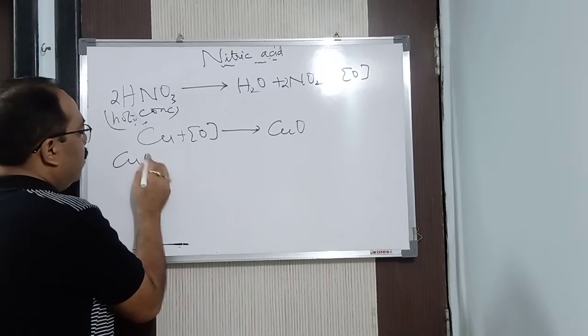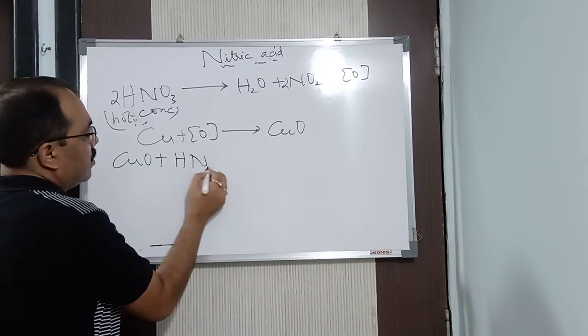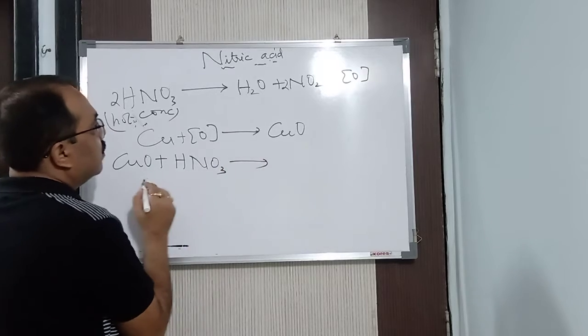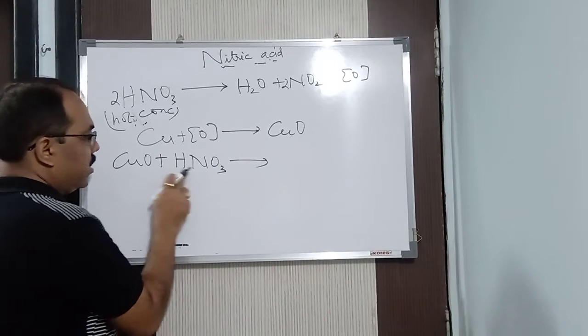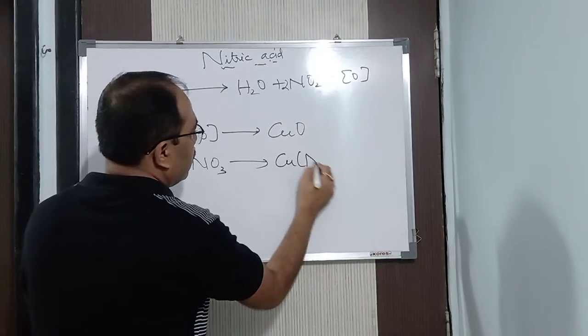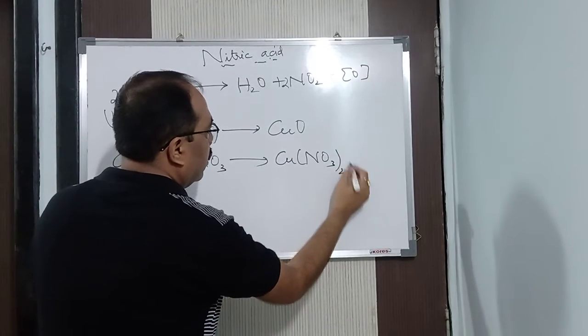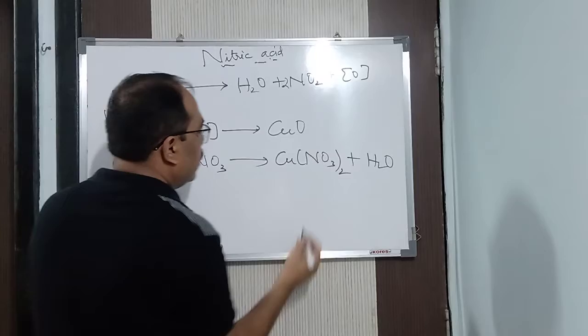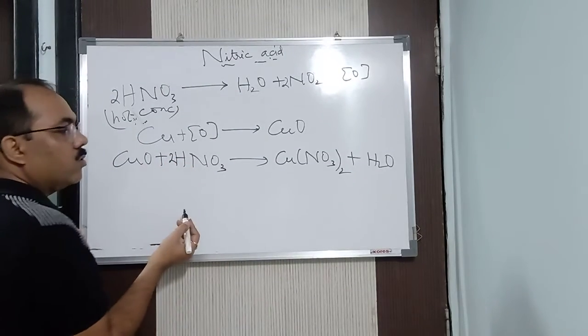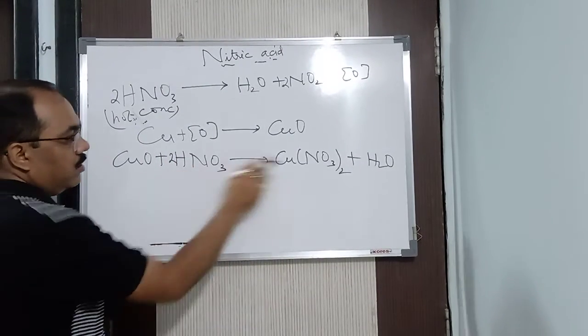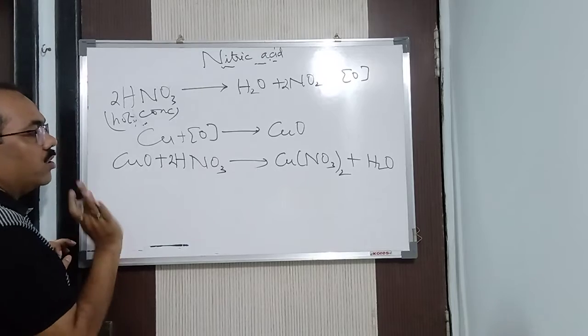Now, copper oxide will react with nitric acid. Copper oxide will react with nitric acid to give you what? When acid reacts with the base, what does it form? Salt and water. Cu(NO3)2 and H2O. So it is 2HNO3, isn't it? See, balance it. 2HNO3. So you got the equations.